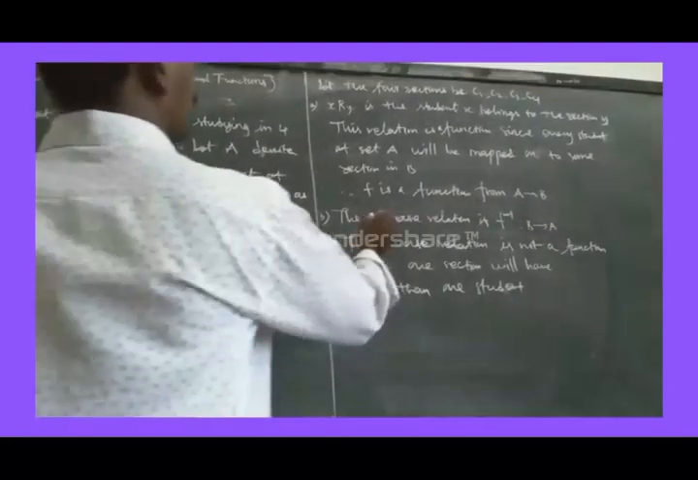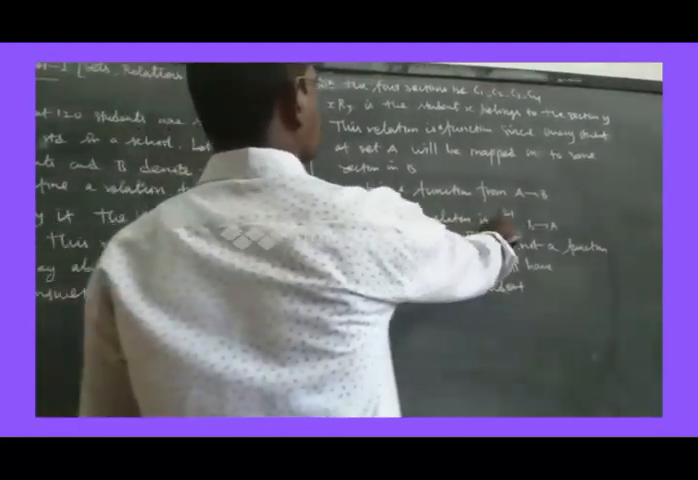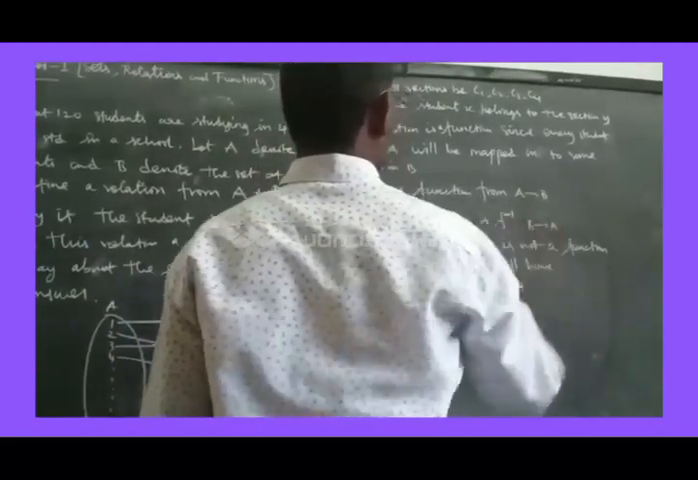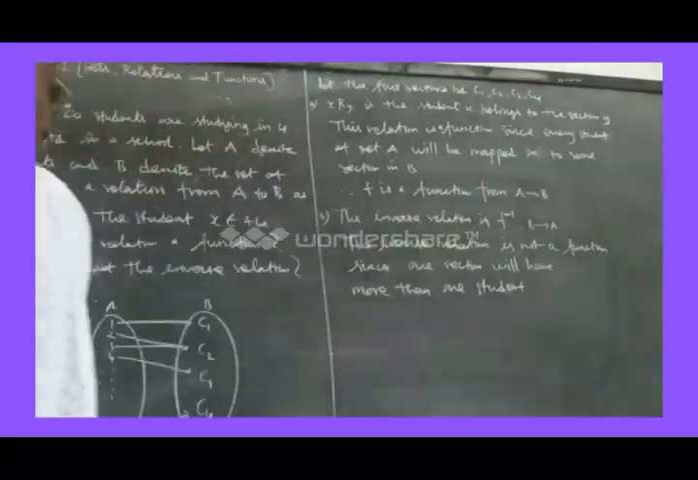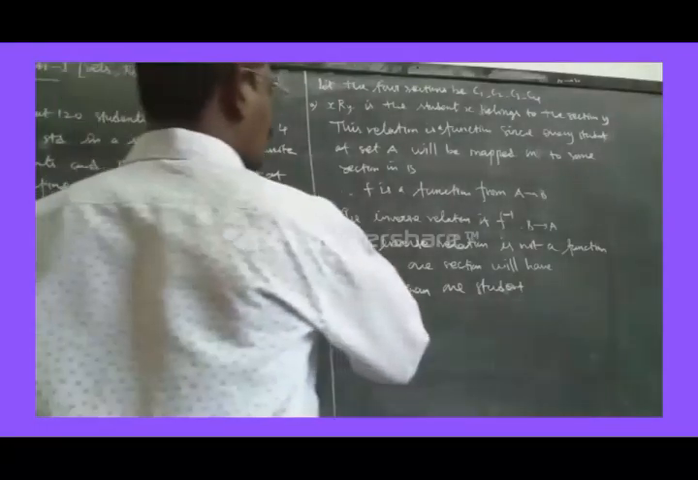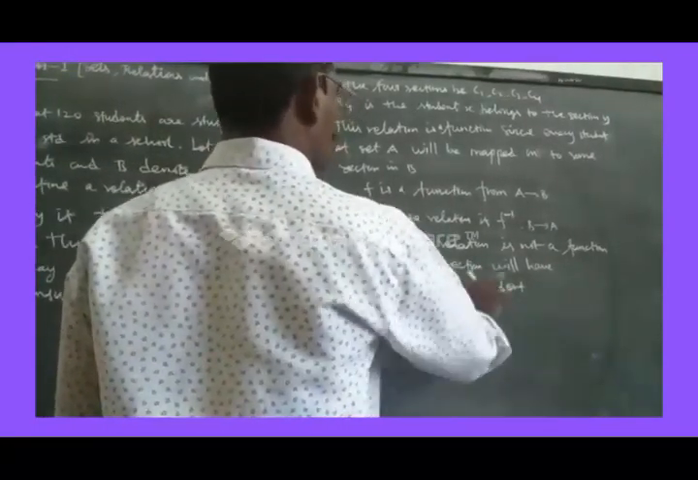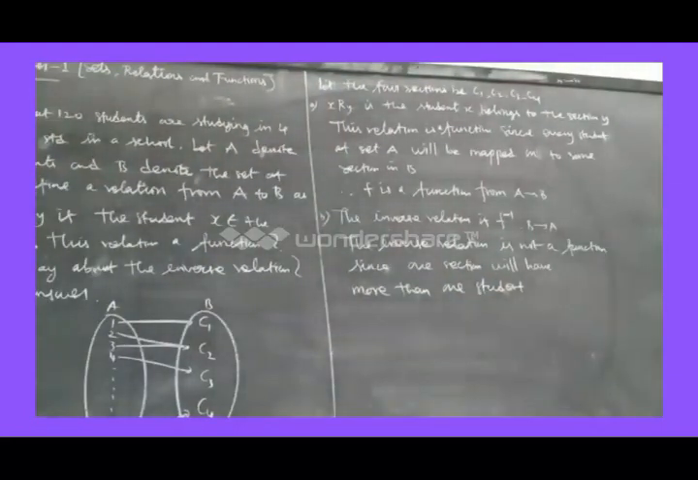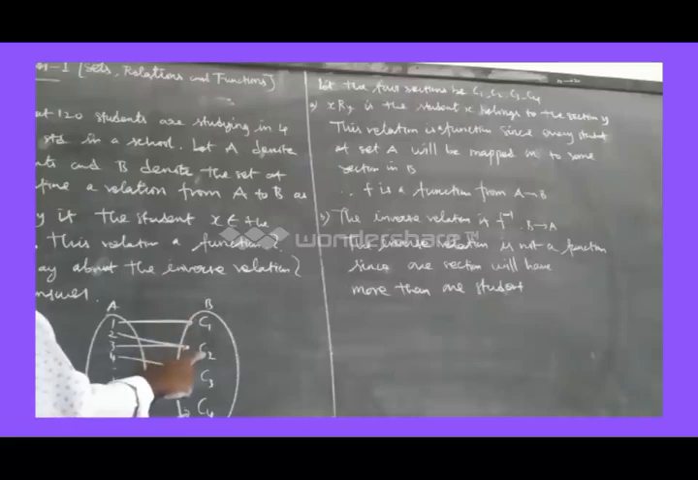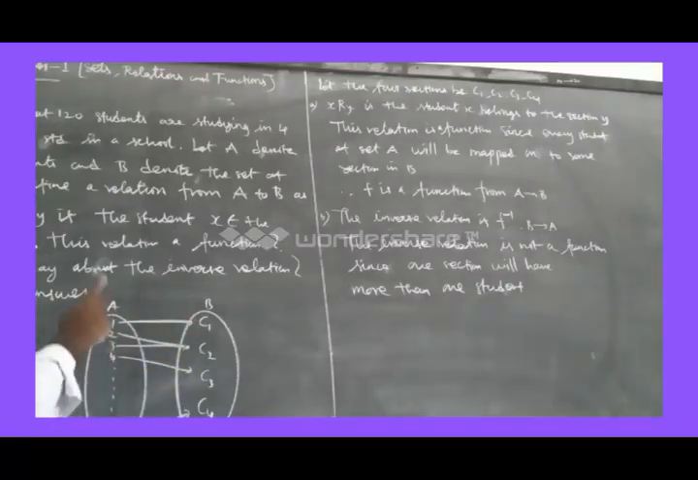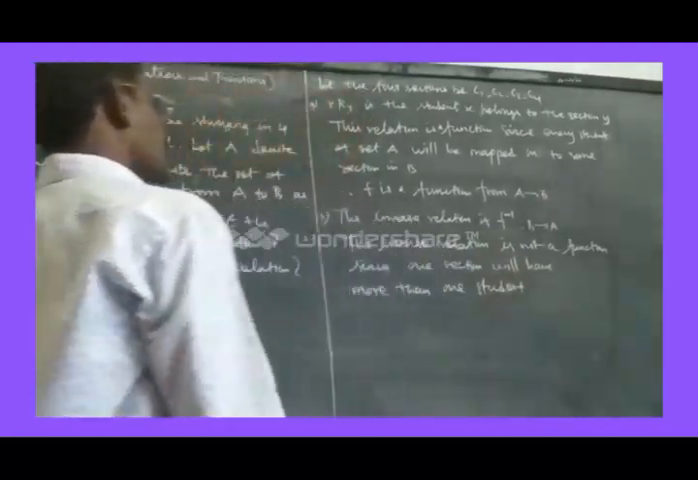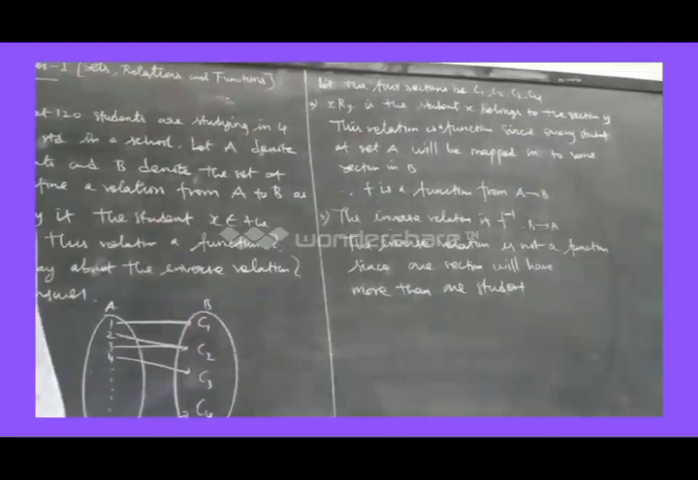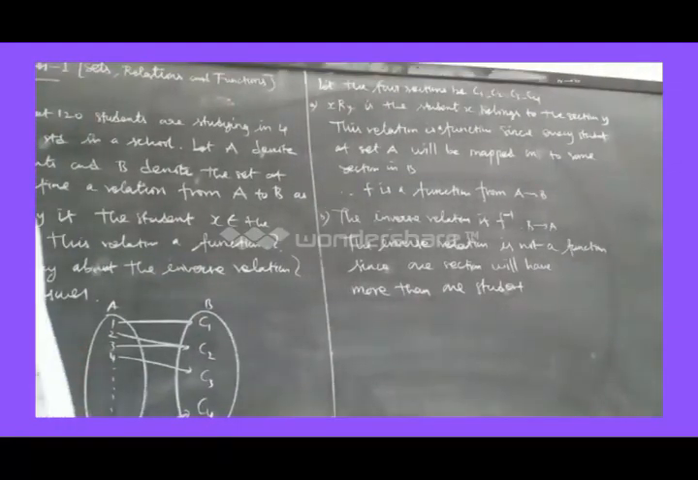Second one, the inverse relation f inverse from B to A. The inverse relation is not a function, since one section may have more than one student. For example, a section may have 2 or 3 students. So since one section will have more than one student, the inverse relation is not a function.